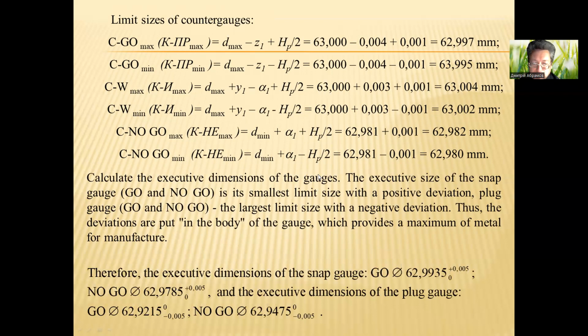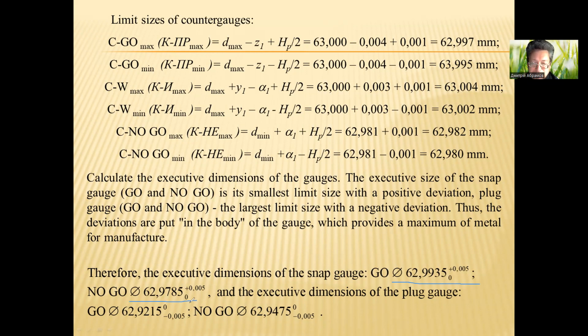Therefore, the executive dimensions of the snap gauge: go, diameter 62.9935, upper limit deviation plus 0.005, lower limit deviation 0. No-go, diameter 62.9785, upper limit deviation plus 0.005, lower limit deviation 0.